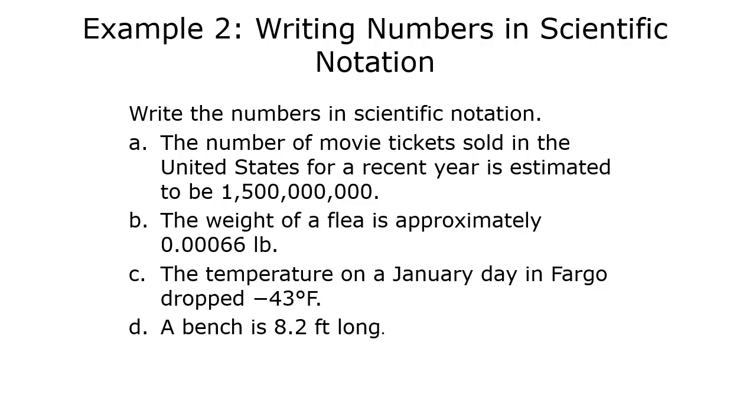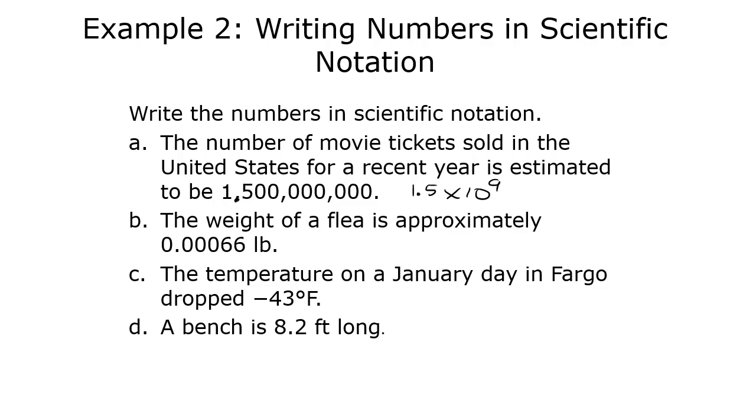Okay, so write the numbers in scientific notation. The number of movie tickets sold in the United States for a recent year is estimated to be 1.5 billion. That obviously wasn't during COVID, but we would take this decimal, right, and jump it a bunch of times till it was sitting right here. So we're going to have 1.5 times 10. Well, how many jumps was that? 1, 2, 3, 4, 5, 6, 7, 8, 9. It's just that simple.